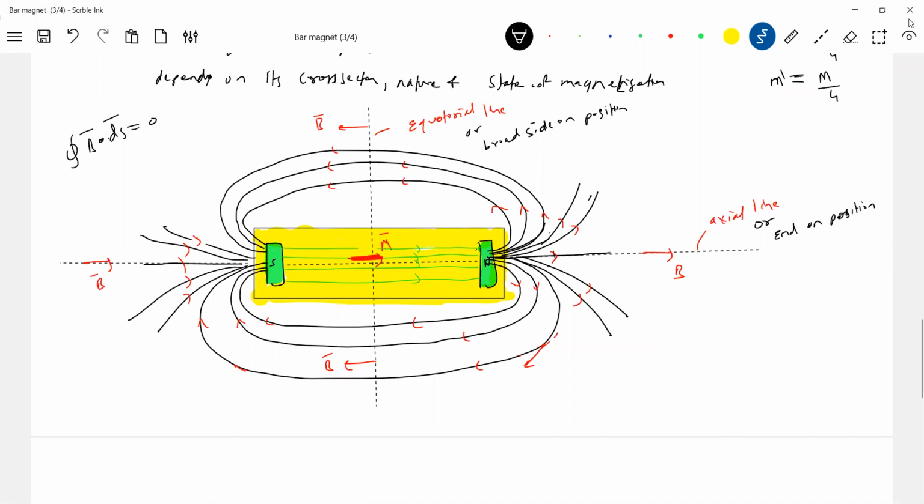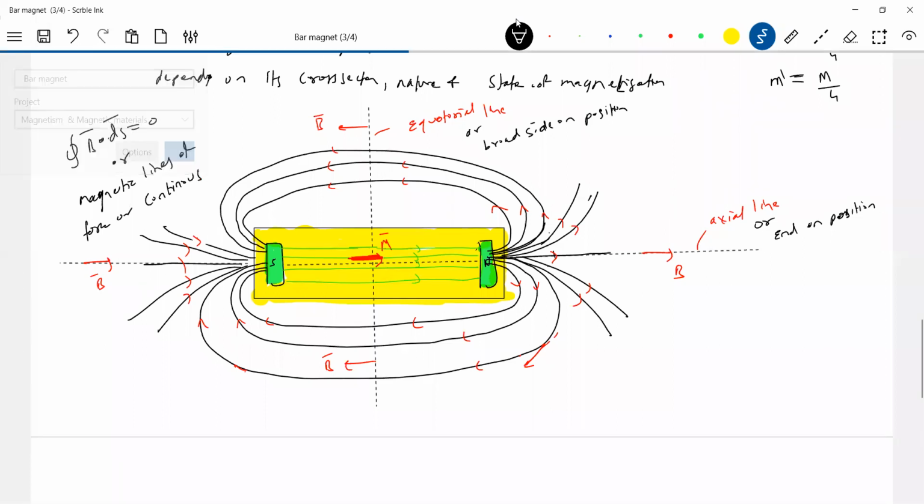So magnetic lines of force are continuous. They're always in a closed path. They don't have any origination or termination point here. Whereas the electric lines of force are discontinuous. We can also put it in the form of a sentence: magnetic lines of force are continuous. So just get this information.